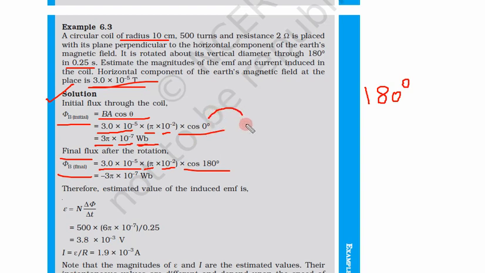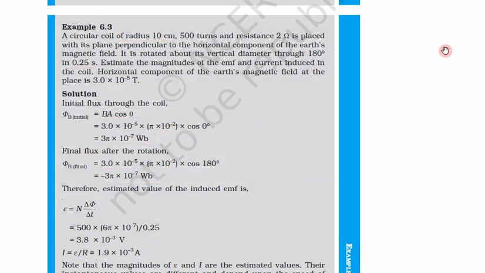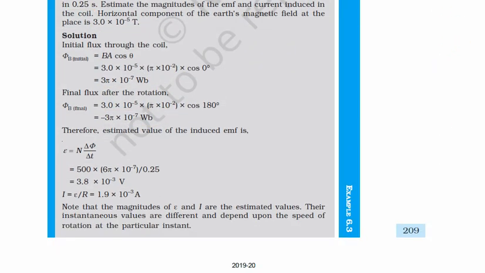The angle becomes 0 to 180 degree. Cos 0 is positive 1, and cos 180 is equal to minus 1. So we get the same value but with a minus sign. So we get minus 3 pi times 10 to power minus 7. So these are the values that we get for the initial and final flux.